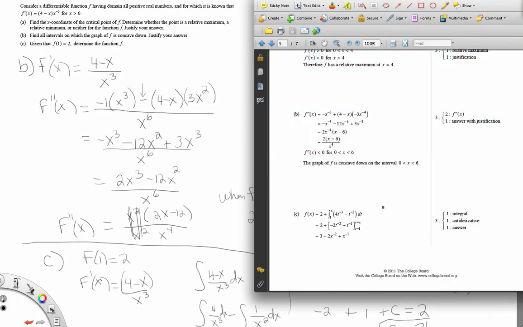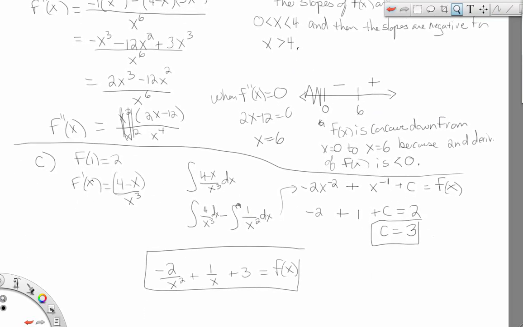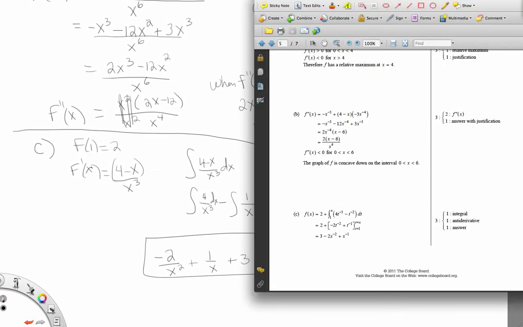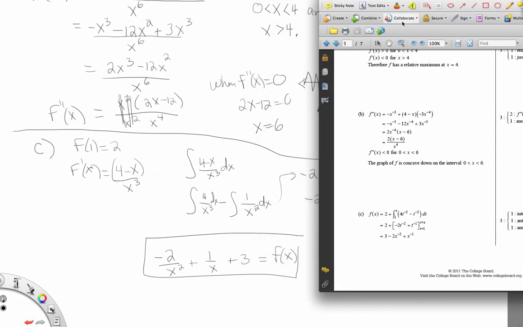And let's just cut to the end here. Oh, I need this one. Alright, 3, yeah, minus 2x, yep. There you go, 3 more points. 1 for the integral, 1 for the antiderivative, and then 1 for your answer.